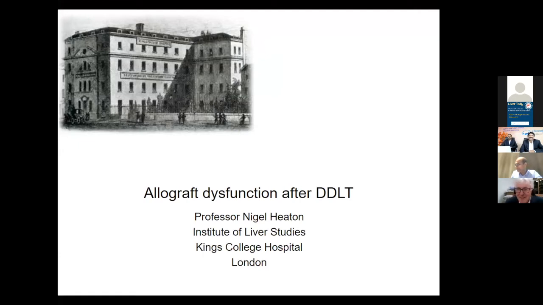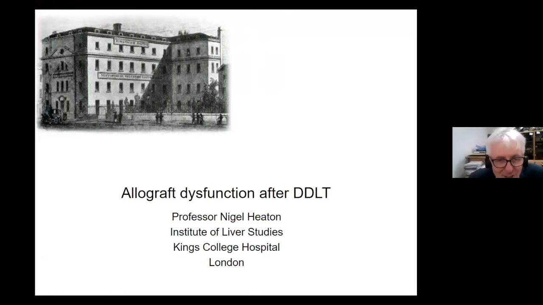Great. Okay. Well, listen, I'd like to welcome you all, and I'd like to thank Raj and Srinivas for putting this all together. I'm going to talk about allograft dysfunction after deceased donor liver transplantation. What you'll see is the first 5 to 7 days are quite different from living donor, but after that, the two forms of transplantation and the interpretation of allograft dysfunction start to come together.